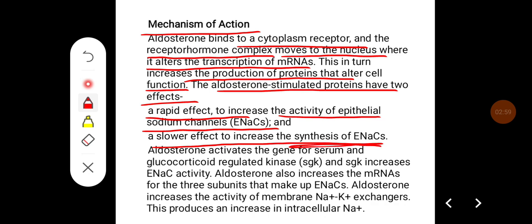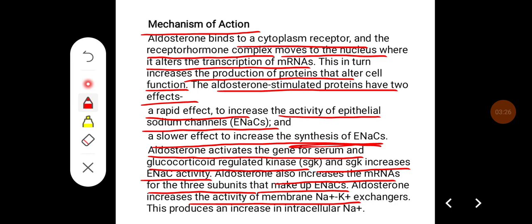epithelial sodium channels themselves. Aldosterone activates the gene for serum and glucocorticoid regulated kinase, and this SGK increases the epithelial sodium channel activity. Aldosterone also increases mRNA for three subunits that make up epithelial sodium channels. And aldosterone also increases the activity of the membrane sodium-potassium exchanger, and this produces an increase in the intracellular sodium.